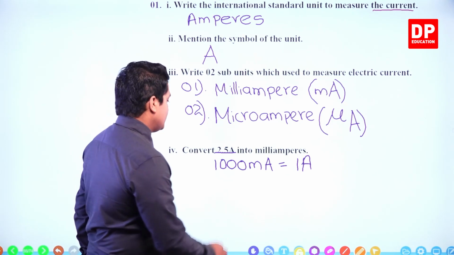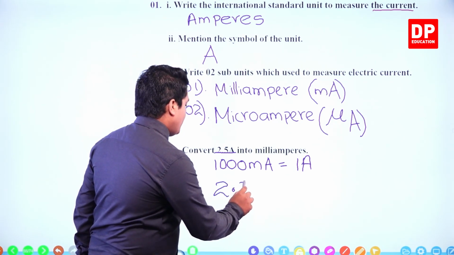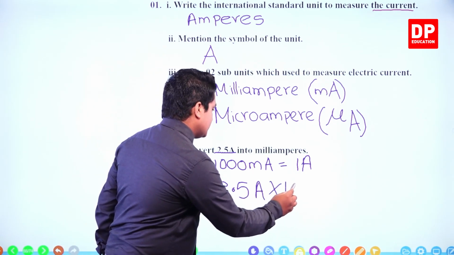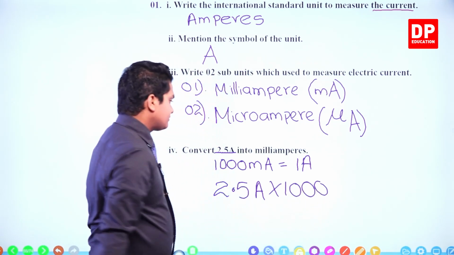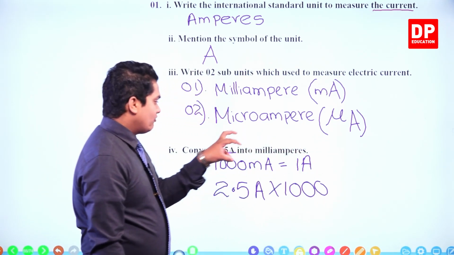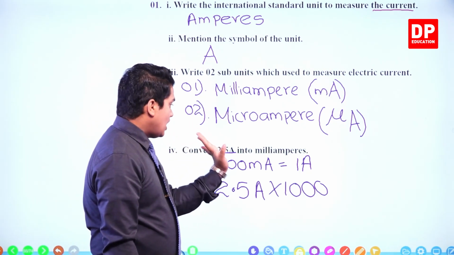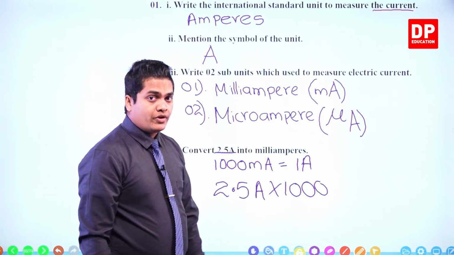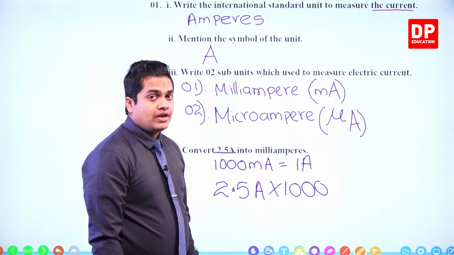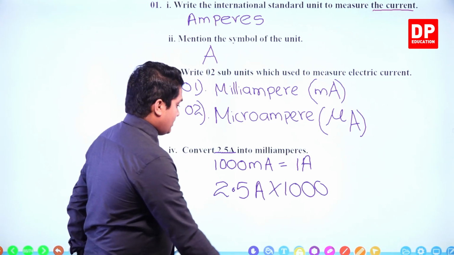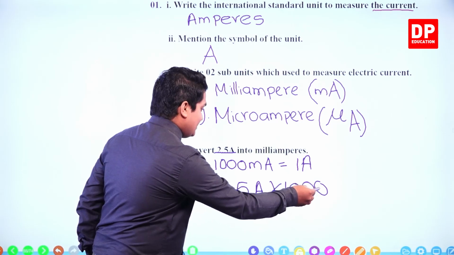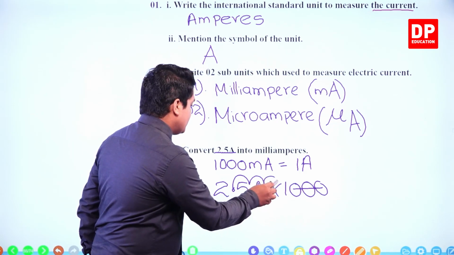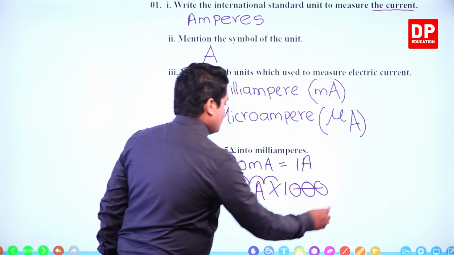You need to convert 2.5 amperes into milliamperes, right? In that case, we need to multiply 2.5 amperes by 1000. Because 1 is equal to 1000, you have to find out how much 2.5 is. To find 2.5, we need to multiply 2.5 by 1000. So we move the decimal point 1, 2, 3 places.